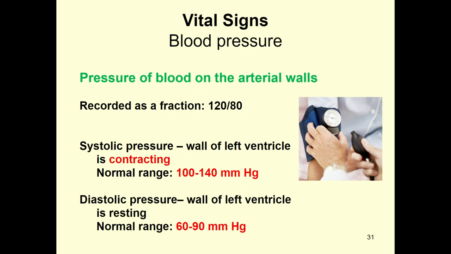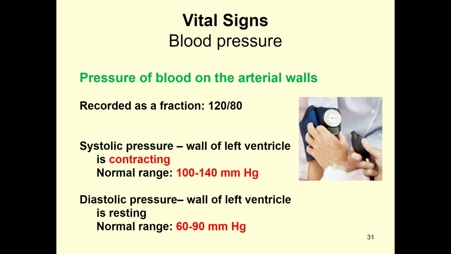The first number will always be higher, and that's your systolic pressure. If you remember back to Health Science 1, systole means contract. So systolic pressure is when the ventricles, specifically the left ventricle, because that's when it's pushing blood out into the body, contracts. When it squeezes blood out, there's more blood in the artery, and so the pressure is higher.